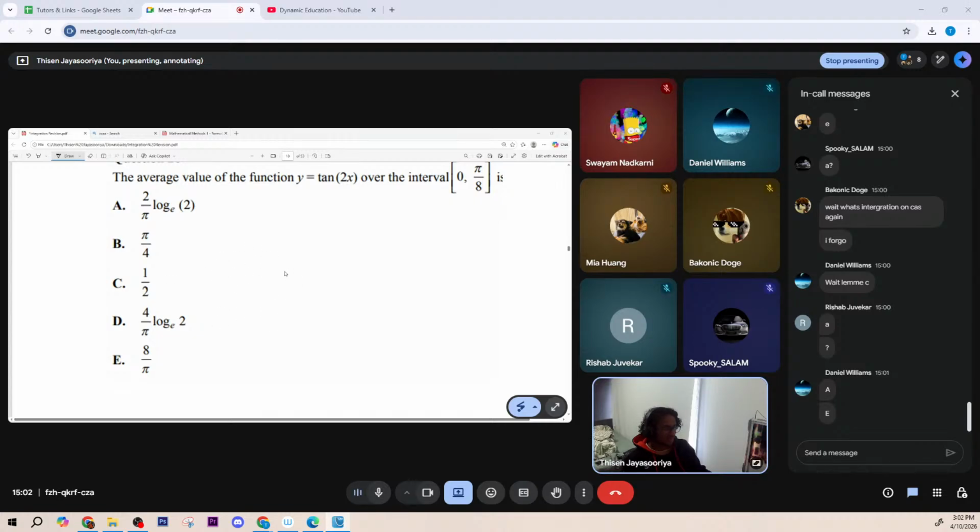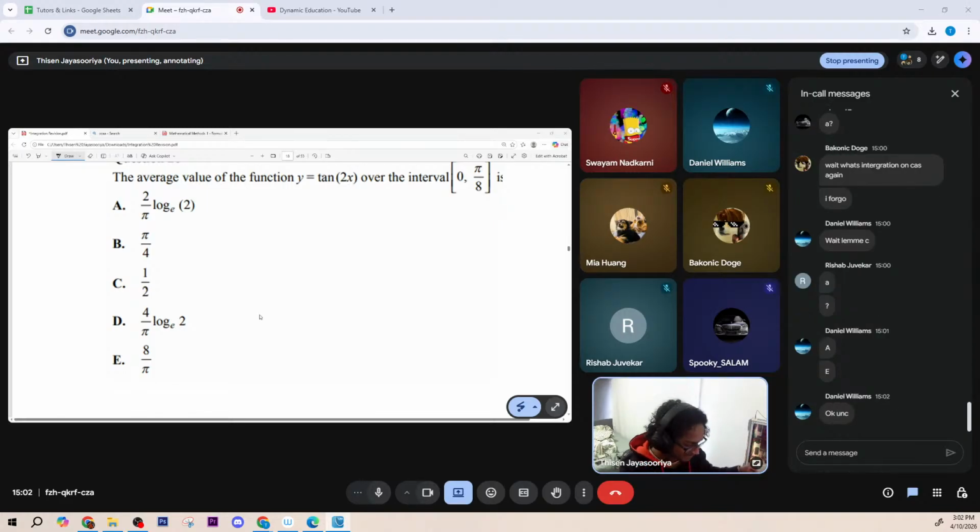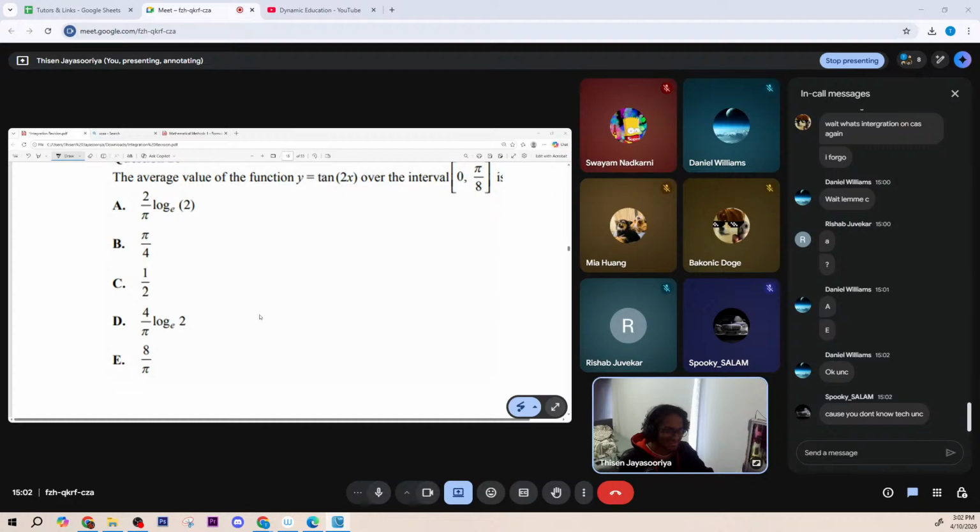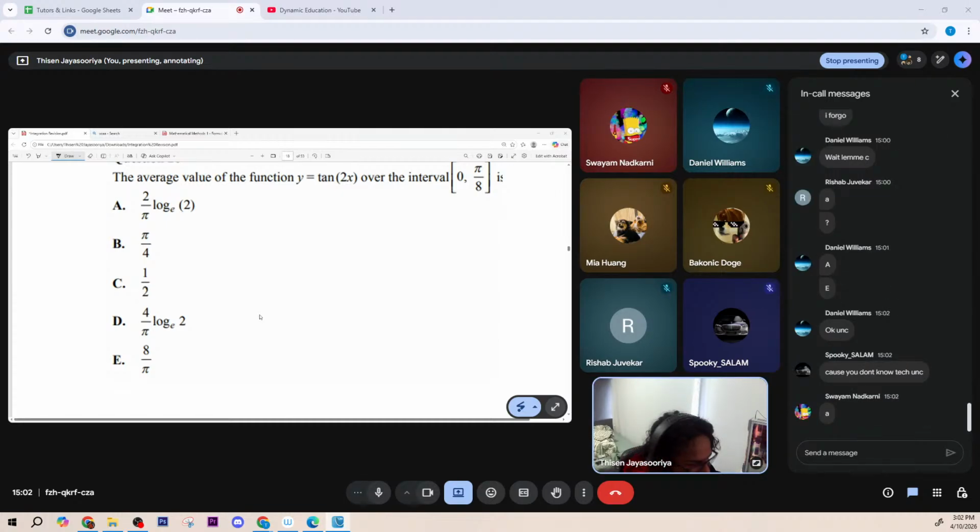Because if someone told me to find the average value of this one by hand, I'd be able to do it by hand, but you guys can't do it by hand. So I'm cool like that, you know? I know how to do all of this stuff by hand. I'm epic. But why would you do it by hand when you have a perfectly good calculator? Okay, another smoke. Because you don't know tech.